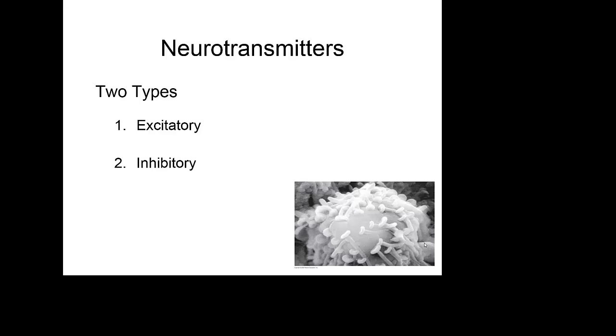Neurotransmitters come in two forms. They're either excitatory or inhibitory. So the one I just described to you with sodium channels is what we would call excitatory. It means that it's going to cause the next cell to actually send an action potential.